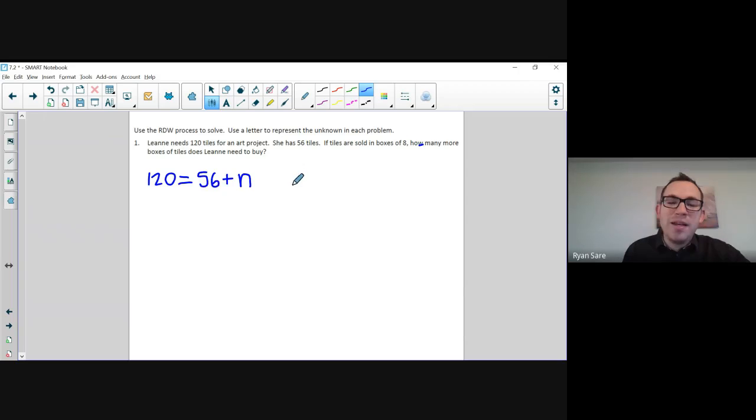And then once we know how many tiles she needs, we know that they're sold in boxes of 8. So however many she needs, we need to know how many boxes, and each box has 8. Anywhere we see the letter N, it's going to represent how many tiles she needs. Anywhere we see the letter B, it's going to represent the number of boxes, and we can always replace them.